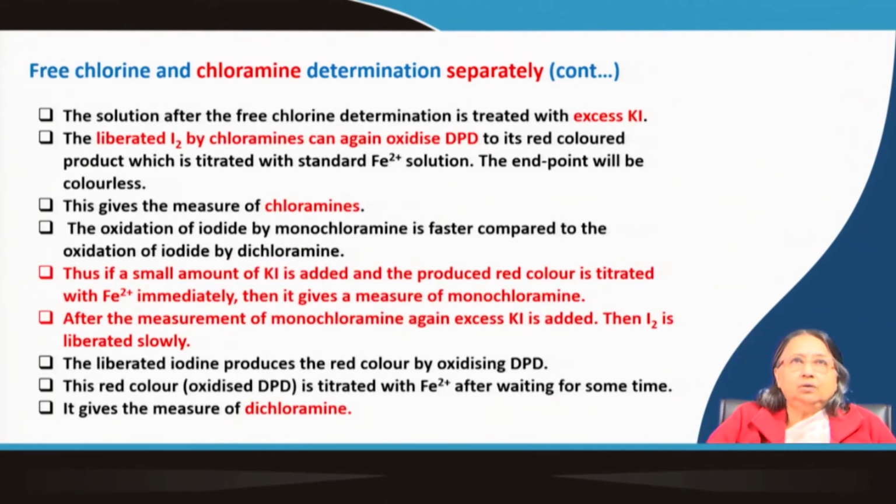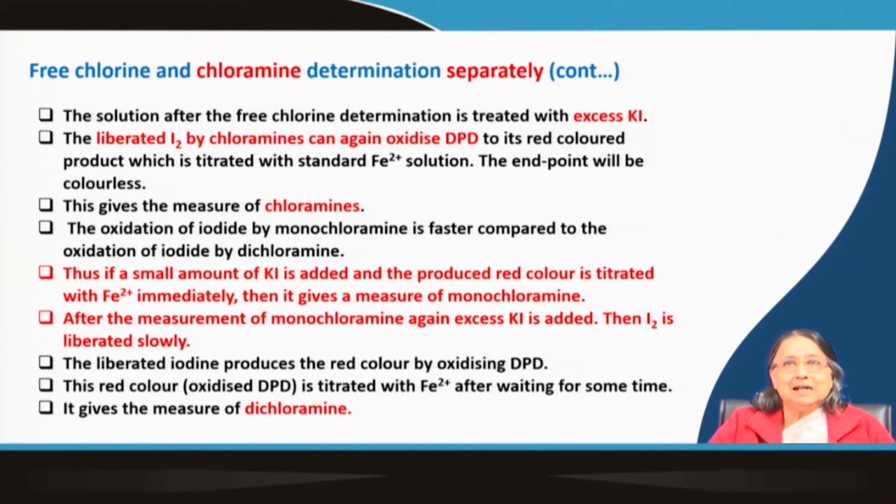Now, free chlorine and chloramine determination separately. Okay. The solution after the free chlorine determination is treated with excess KI. Free chlorine you have already determined. Now, you want to determine the chloramine concentration. So, how will you do it?